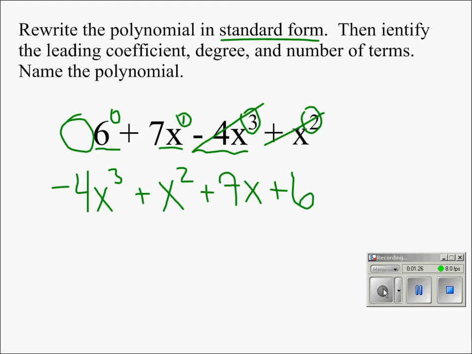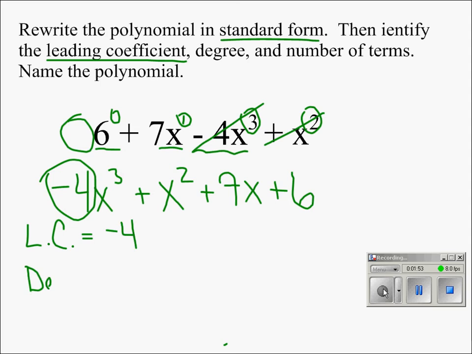Now we need to identify the leading coefficient. Coefficient is the constant or the number that's in front of a variable. And by leading, I mean the very first one in the polynomial, once it's in standard form. So we're just going to abbreviate this. Leading coefficient. In this case, it's this guy right here. It's negative 4. Okay?